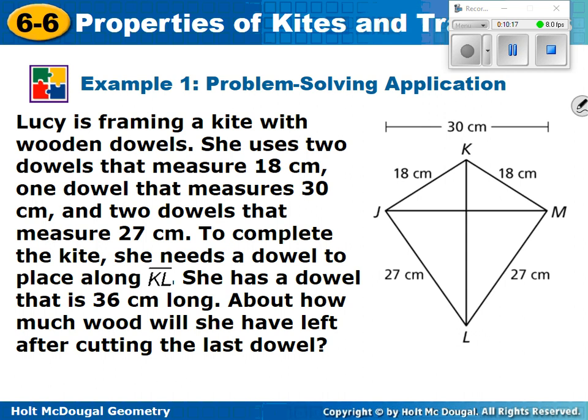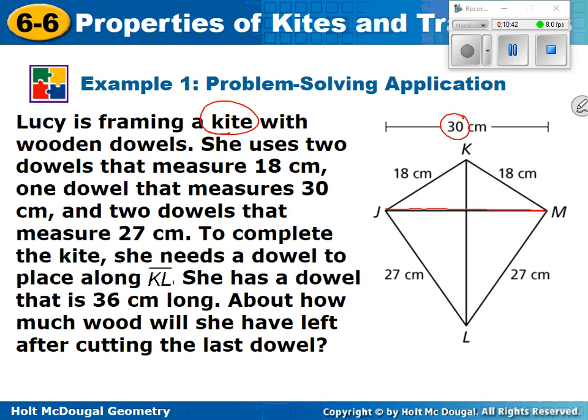What shape do we have? A kite. And we're talking about basically building the frame for the kite. So she's going to use some wooden dowels to make her kite. We've got 18 centimeters here and here, 27 here and here, and then she has one dowel that's 30 centimeters. What is this 30 referring to in our picture? JM. So we know this distance is 30.